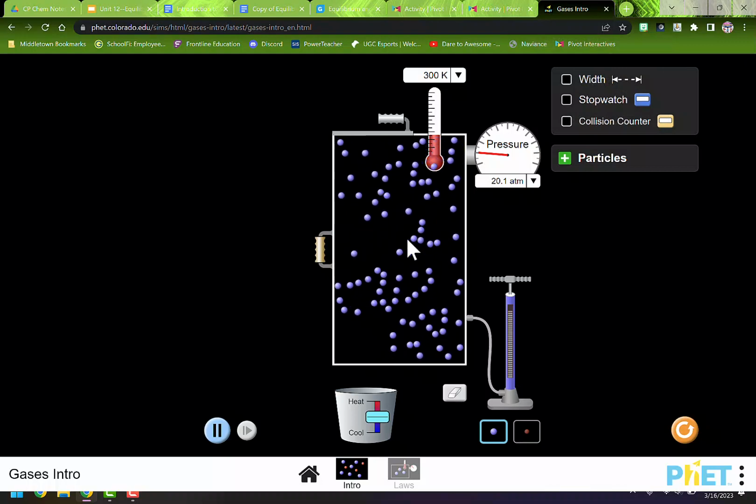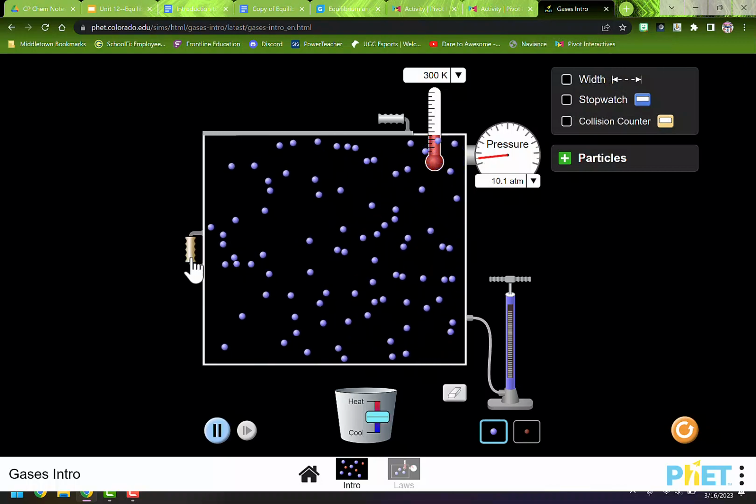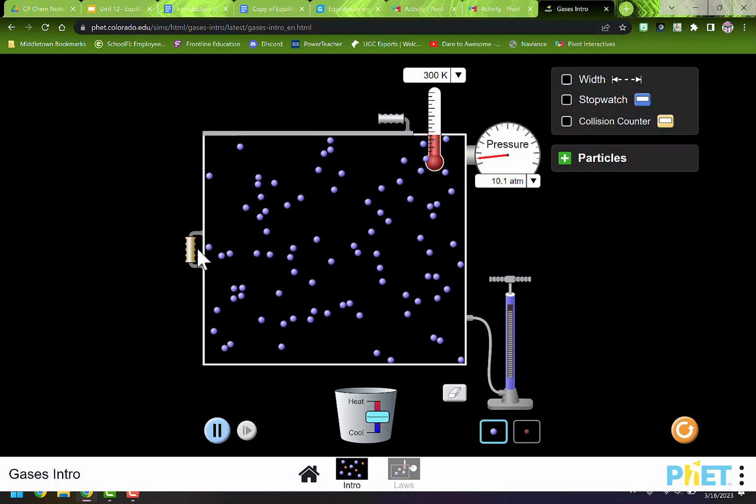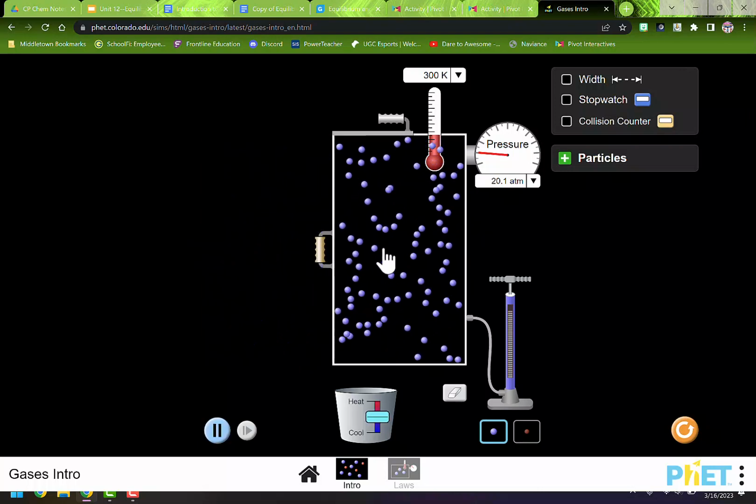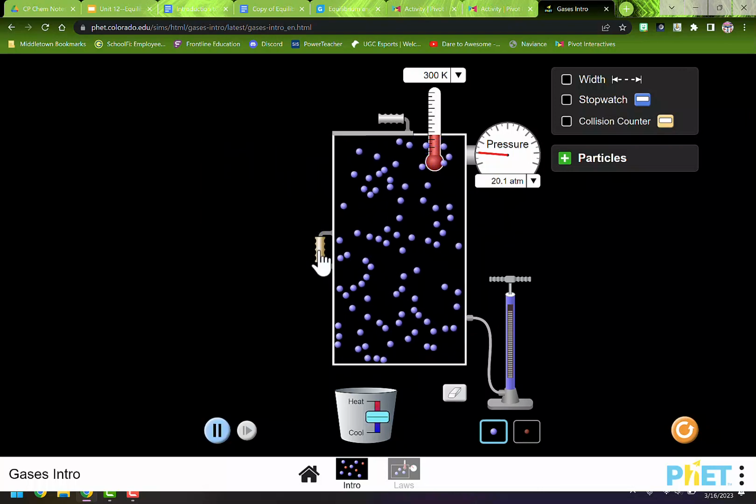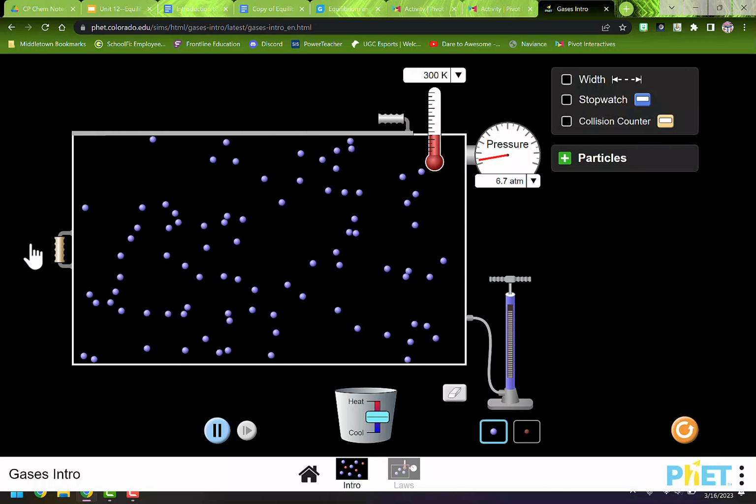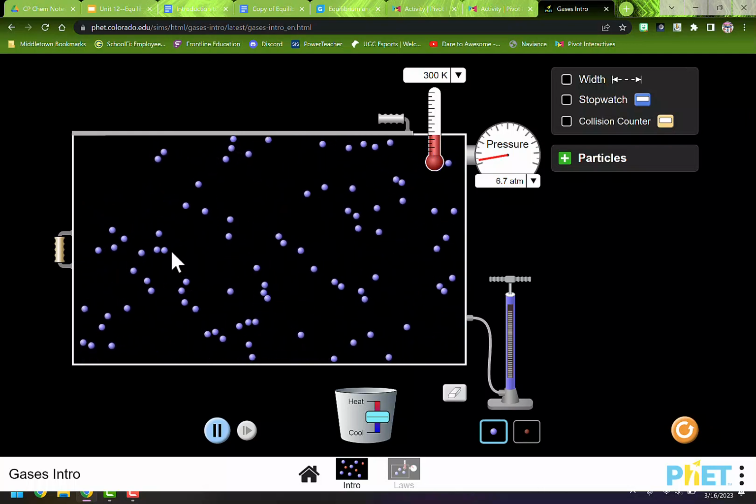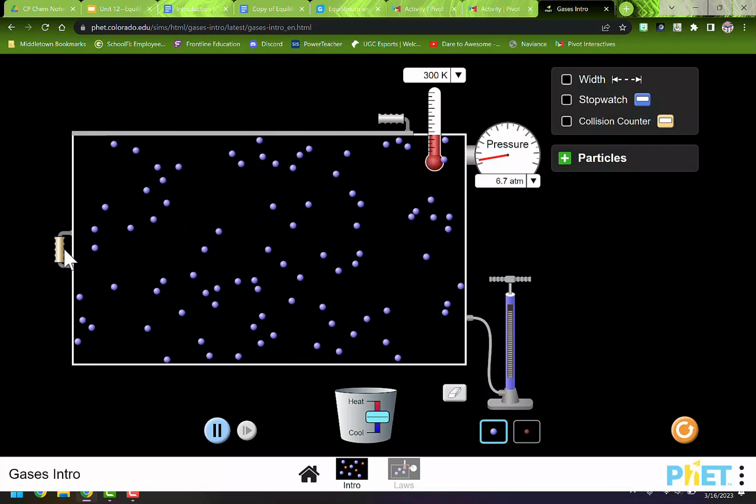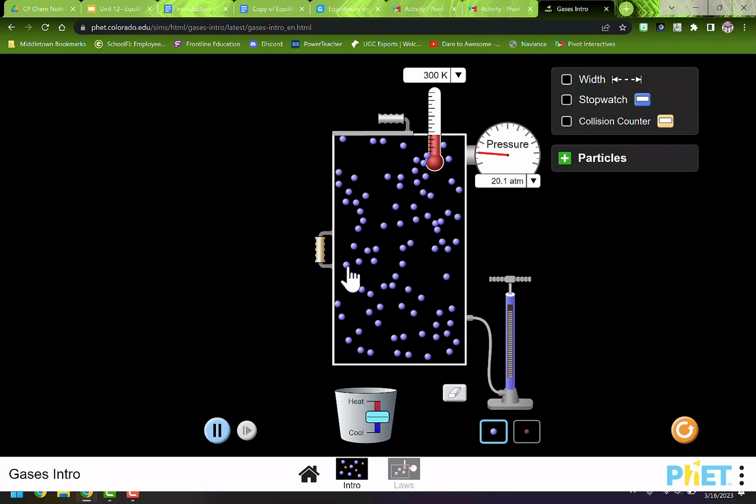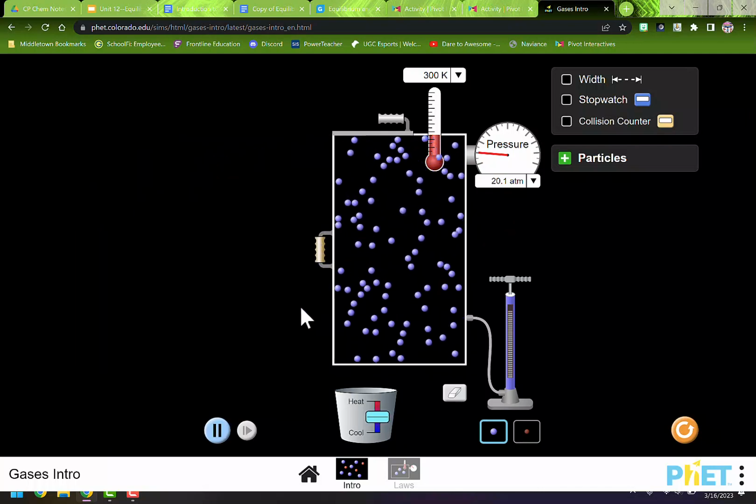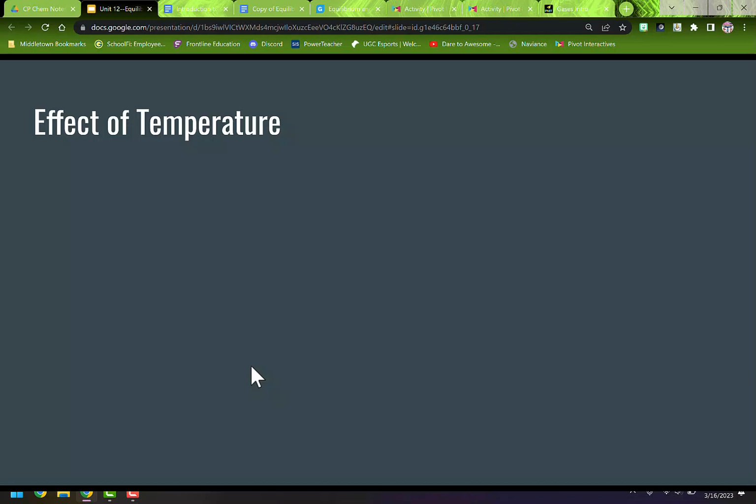Keep in mind with gases, the number of collisions is what our stress is. So when I decrease the volume, I am increasing the number of collisions. When I increase the volume, I am decreasing the number of collisions. So we have to increase the moles to get my collisions up, or I have to decrease my moles to keep my collisions up. Okay, now let's talk about the effects of temperature.